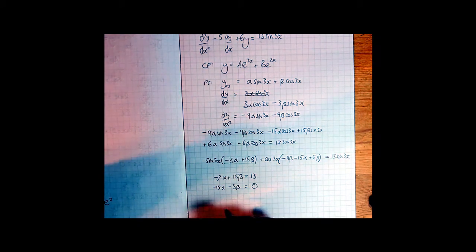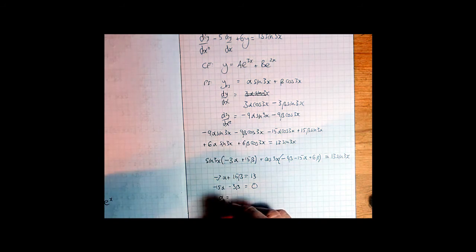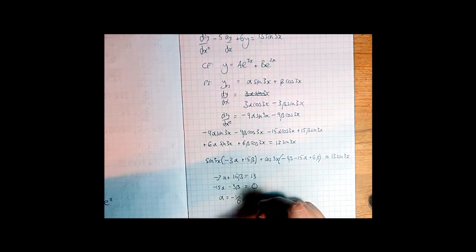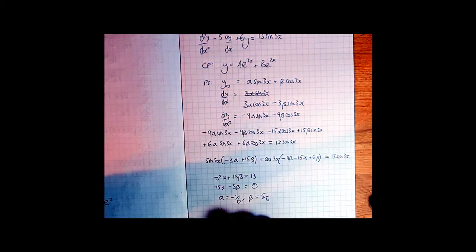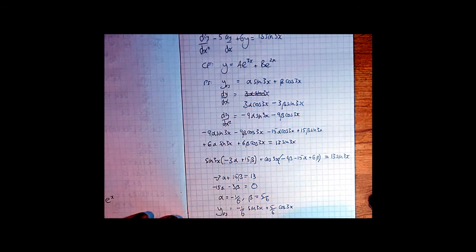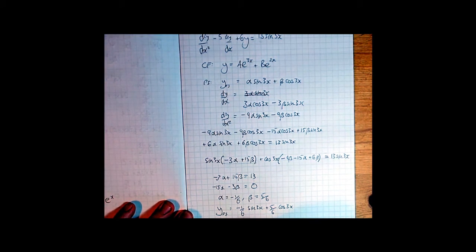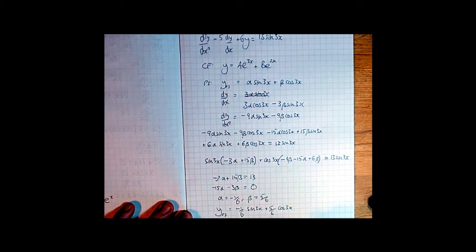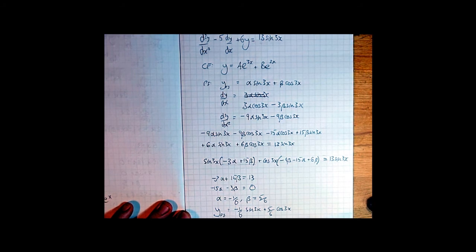Hopefully this works and I get alpha equals minus a sixth and beta equals 5/6. So my particular integral then is minus a sixth sine 3x plus 5/6 cos 3x, and my general solution is complementary function plus particular integral.